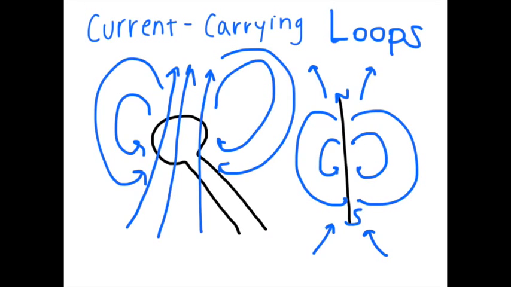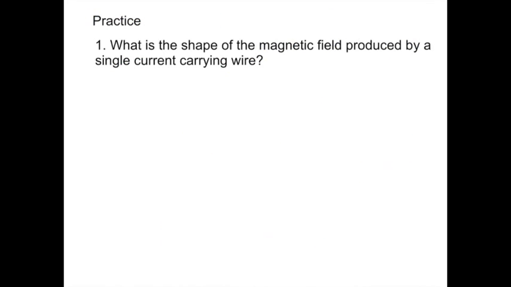Current-carrying loops are important for making stronger magnetic fields. In objects called solenoids, which are tightly wound coils of wire, these current-carrying loops are used to create a greater magnetic field. Here are some practice problems.